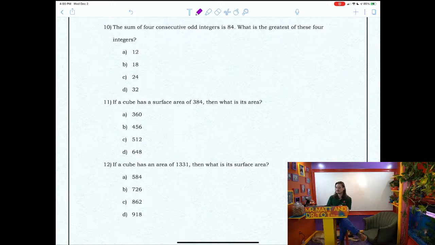Number 11 asks, if a cube has a surface area of 384, then what is its volume? Volume, not area. That doesn't make sense because area is 2-dimensional, so we want a 3-dimensional measure of volume. Number 11 says if a cube has a surface area of 384, what is its volume? Number 12 says if a cube has a volume of 1,331, then what is its surface area? I'll give you 6 minutes. After 2 minutes, I'll start to solve.